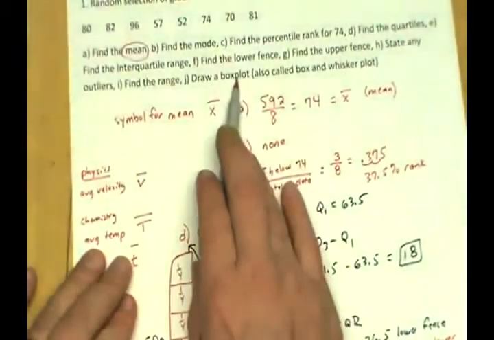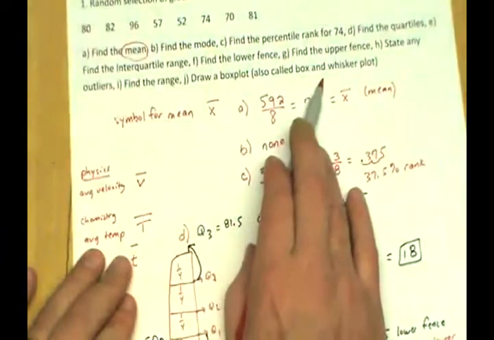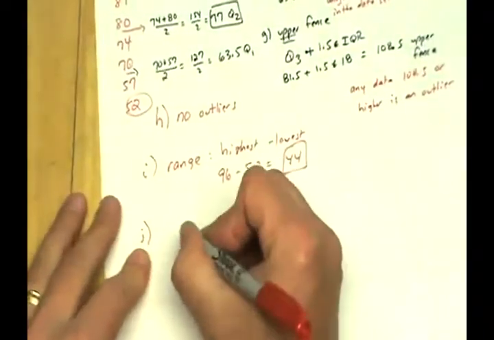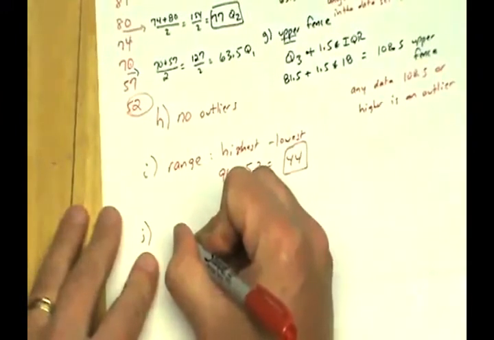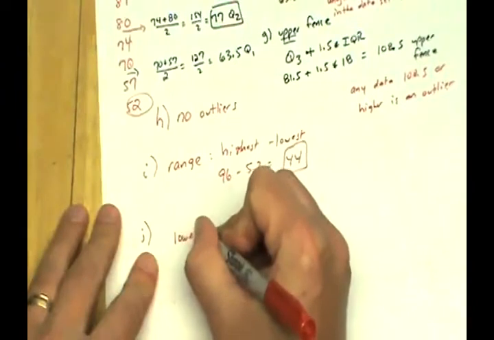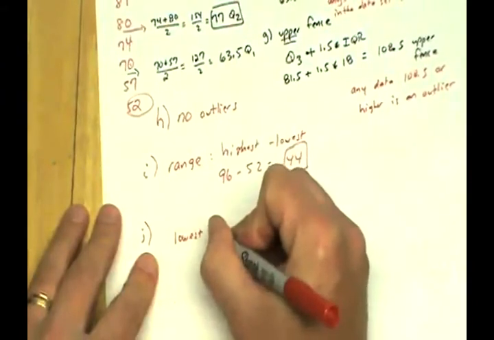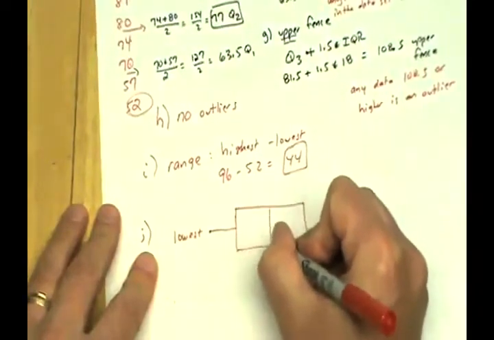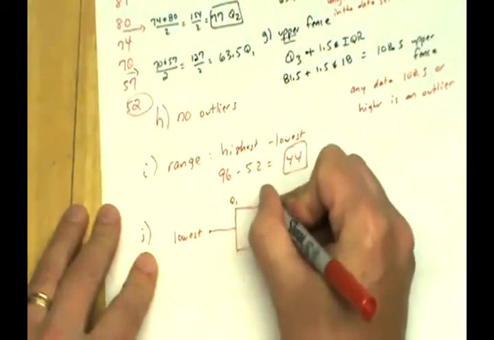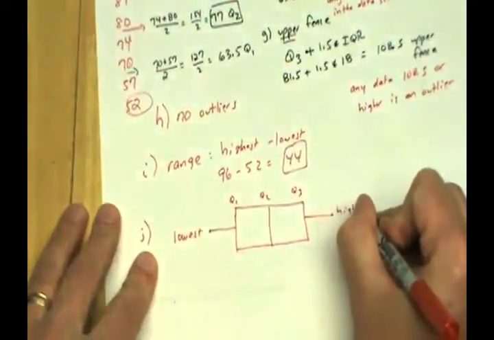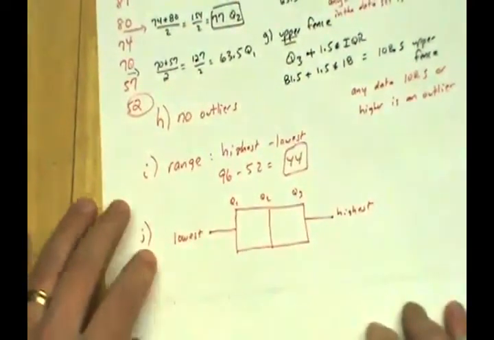And finally, draw a box plot. Another name for box plot is a box and whisker plot. A box plot in generic terms is basically, here is what it is. It's the lowest piece of data. And then you perform a box plot. So there's the box. And this is the value of Q1, this is the value of Q2, this is the value of Q3, and then you put in the highest piece of data. So that's a generic box plot.